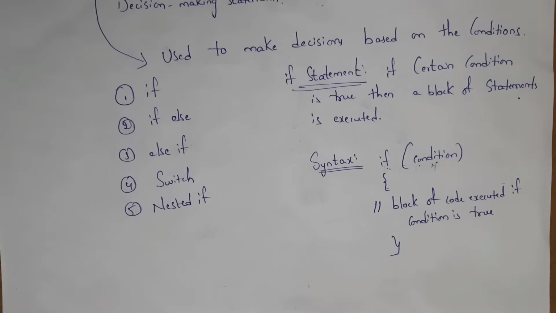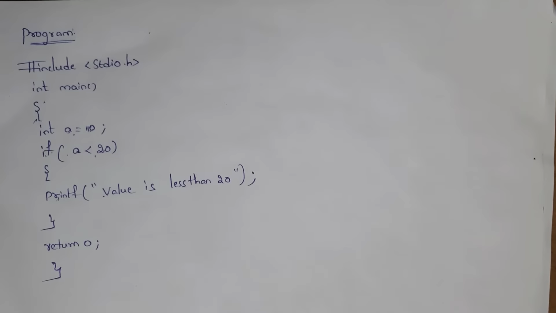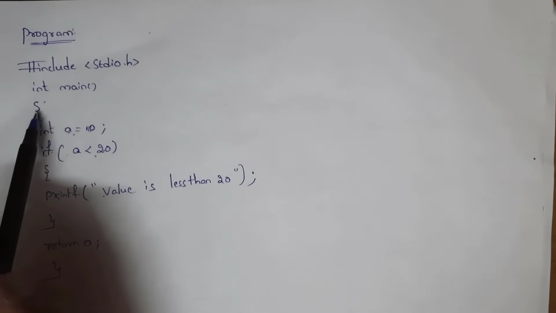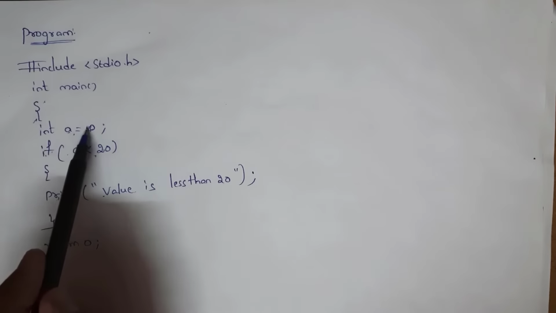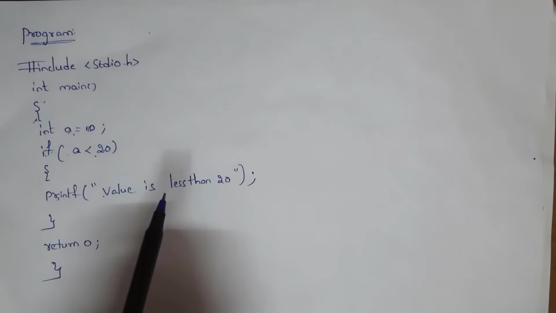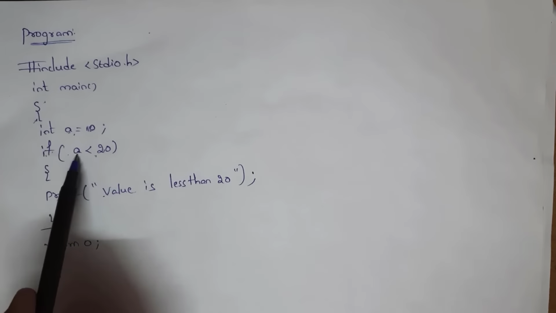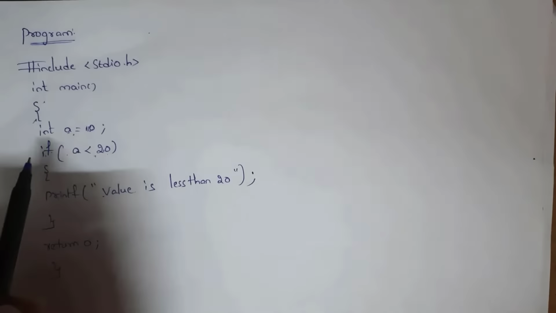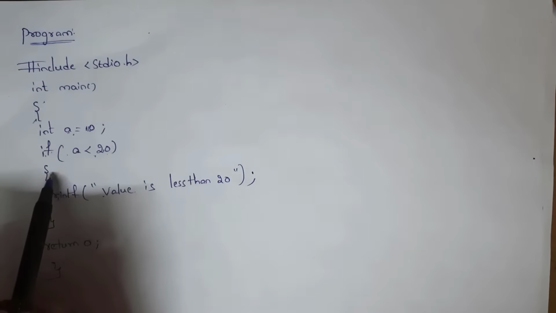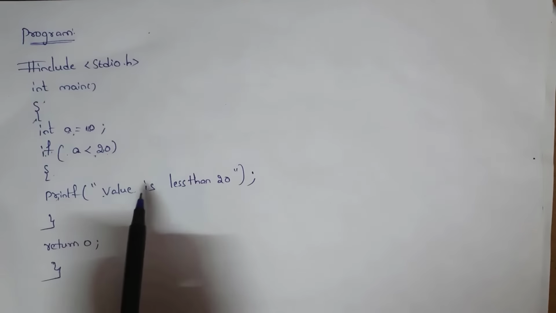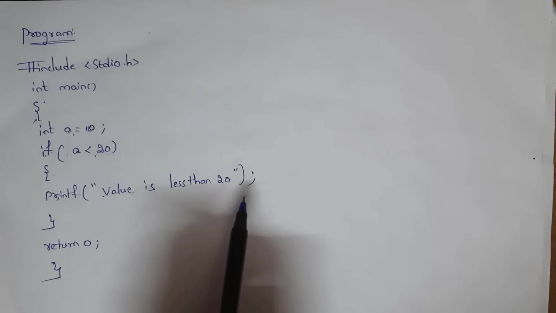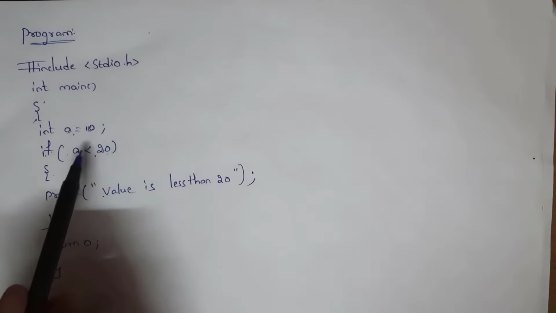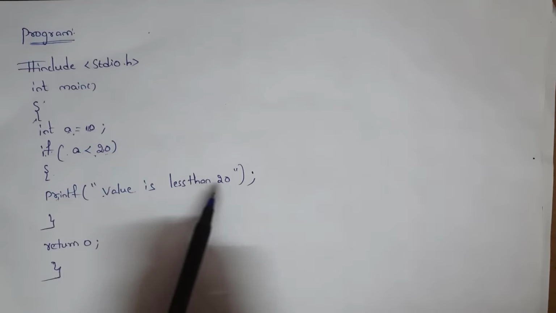I will give one program. First I wrote #include <stdio.h>. After that I wrote int main, open curly bracket. Here I wrote int a = 10. I gave the value of a as 10. Now I wrote if a < 20, guys, you need to give the condition inside brackets. If a < 20, open bracket, printf "value is less than 20". Here I gave one statement, that is value is less than 20. If a is less than 20, then I need to get this output.